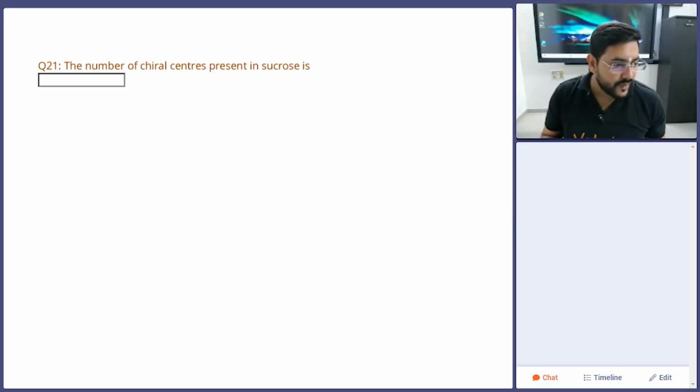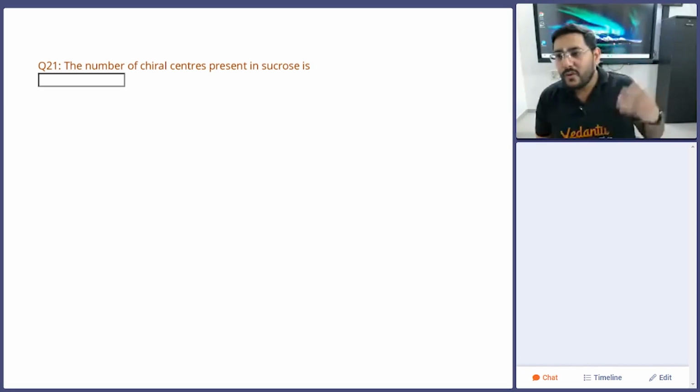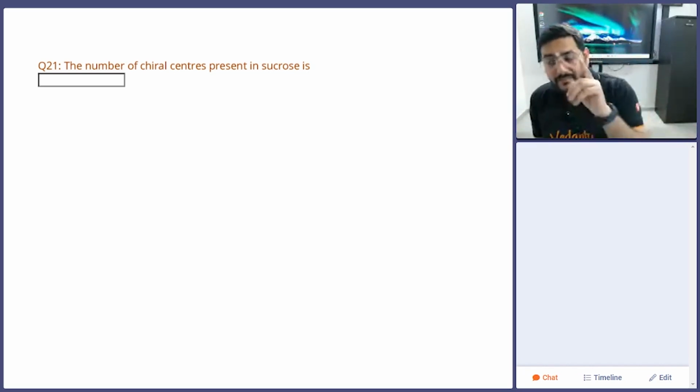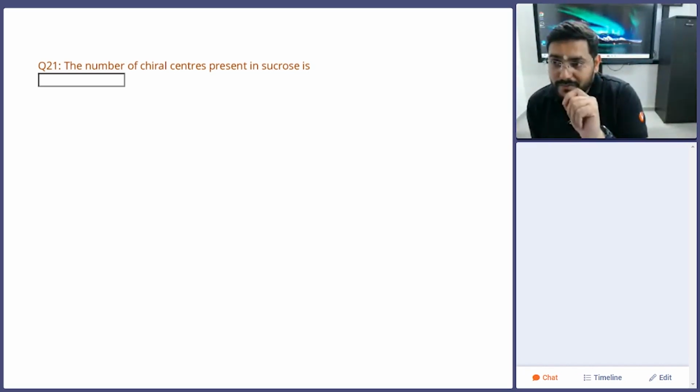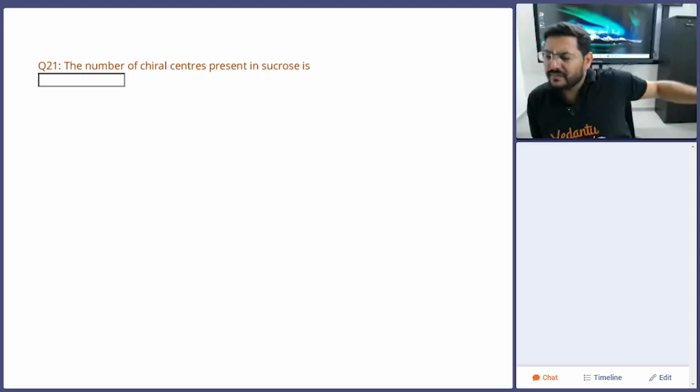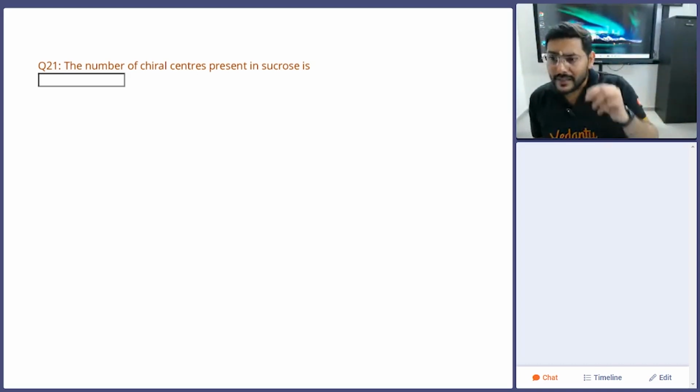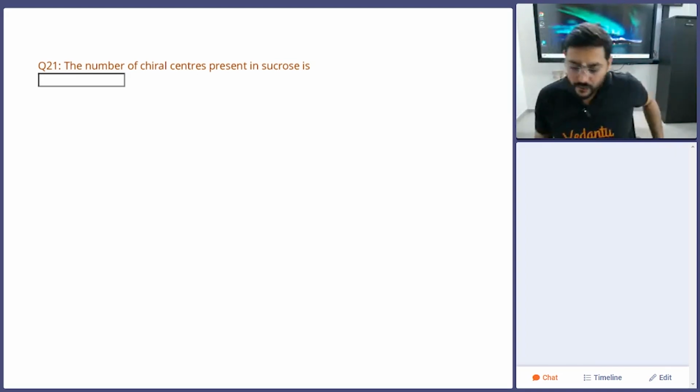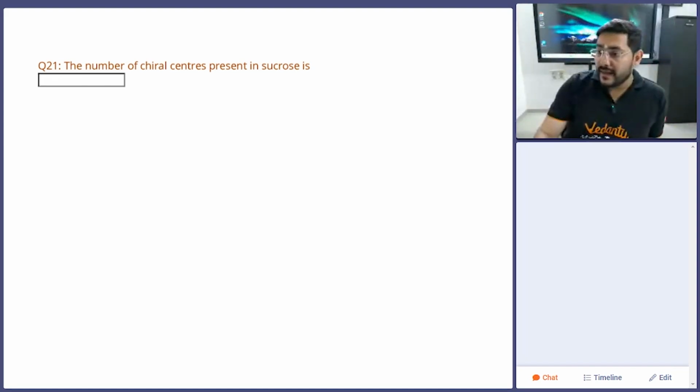Now moving towards question number 21. The number of chiral centers present in sucrose. Those who know the structure will get the right answer. I suggest you read biomolecules and vitamins and learn them, because in 2025 they asked directly, and in earlier years also JEE Mains asked these questions. So kindly go through it, because it's an easy marks question. First of all, let's talk about the sucrose structure and find out how many chiral centers are there. Now here, let's begin.